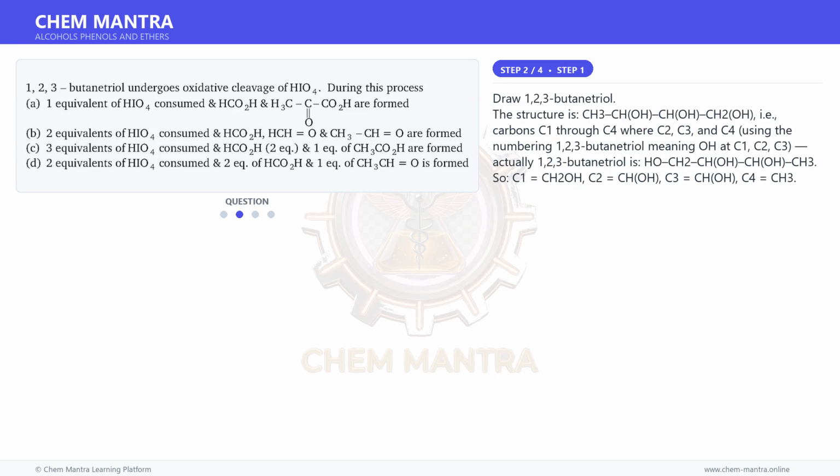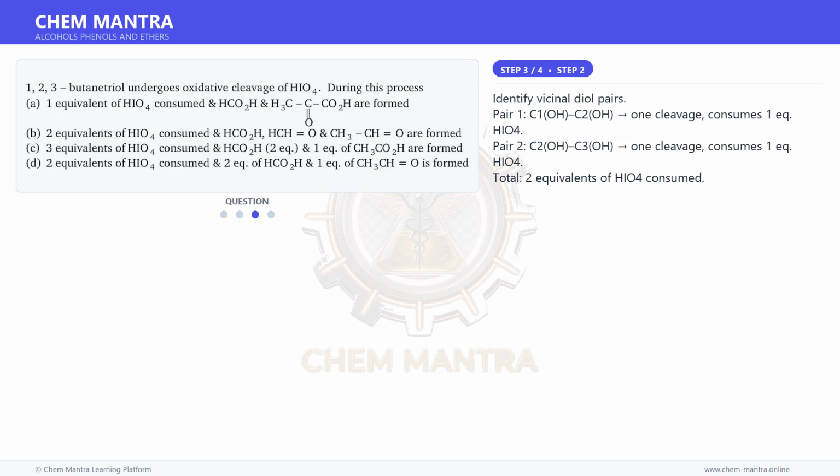Moving on to the next step. Draw 1,2,3-butanetriol. The structure is HOCH2-CH(OH)-CH(OH)-CH3, carbons C1 through C4, with OH on C1, C2 and C3. So C1 is CH2OH, C2 is CHOH, C3 is CHOH, and C4 is CH3.